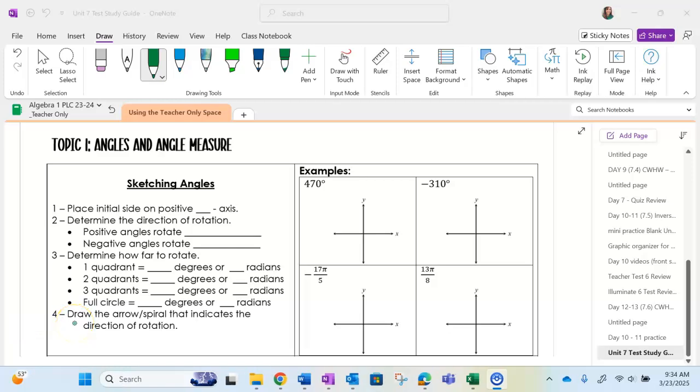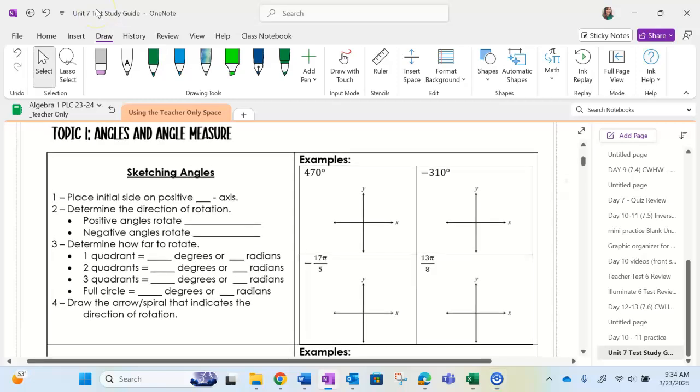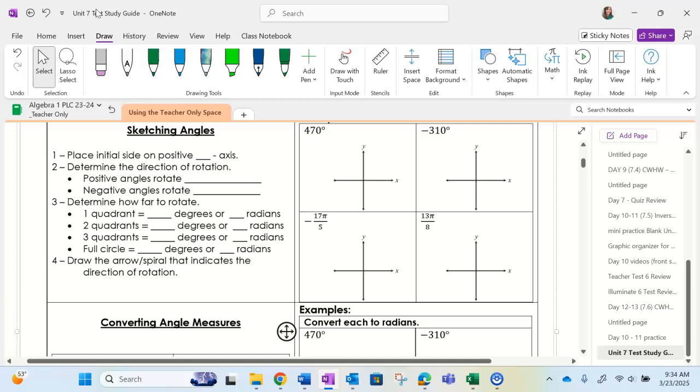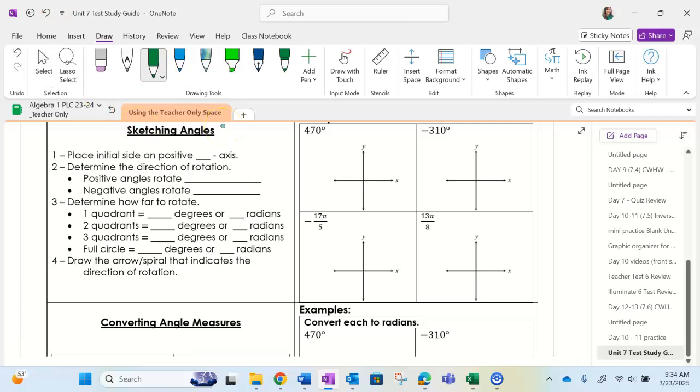Hey there, this is a Unit 7 test study guide on the unit circle. We're going to start with topic 1 that we went over, which is sketching angles. Let's look at the left side and fill in these blanks.